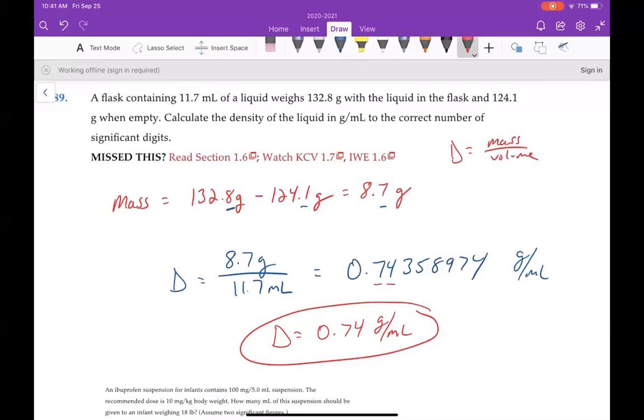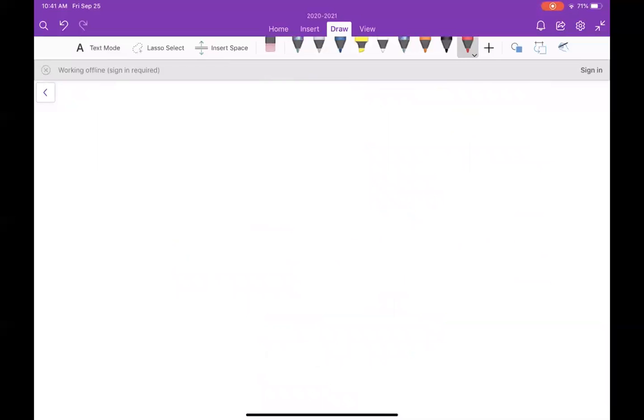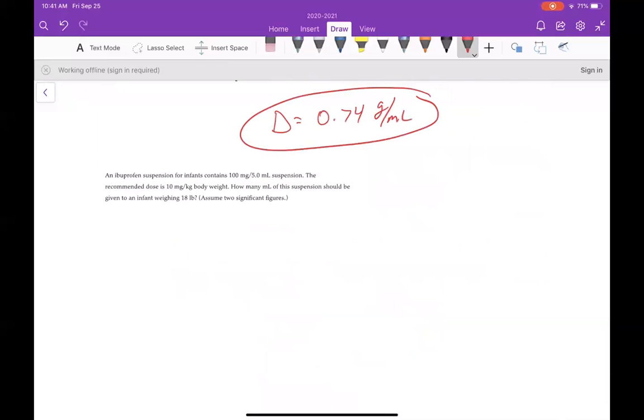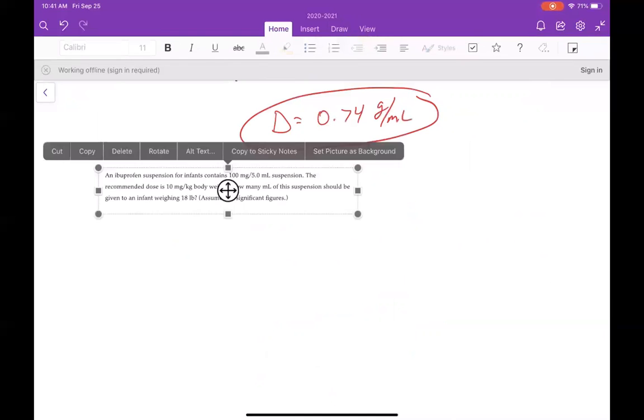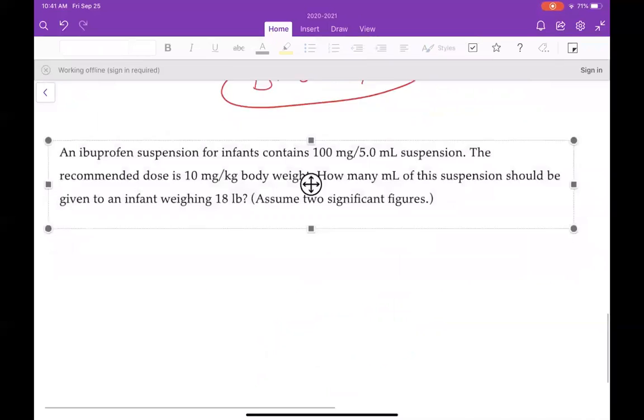Okay, let's try a trickier one. I'm going to write this one. I'm going to wait on the ibuprofen one. Okay, here we go. Actually, no, we'll just do this one. You have a similar one like this for homework. There's a lot going on in this problem.